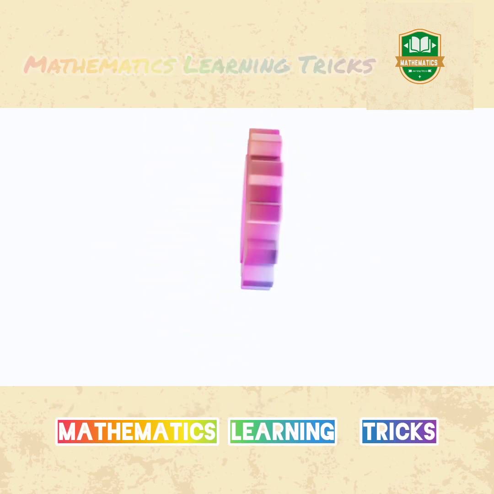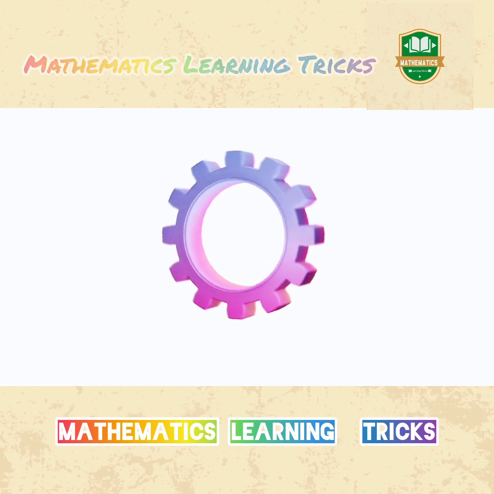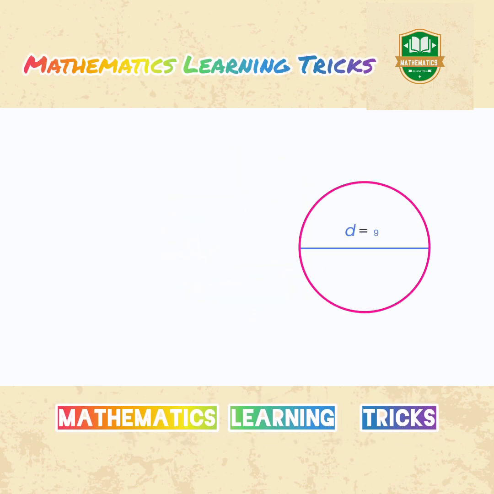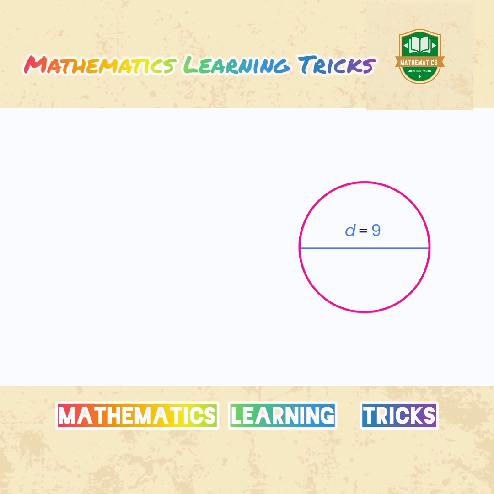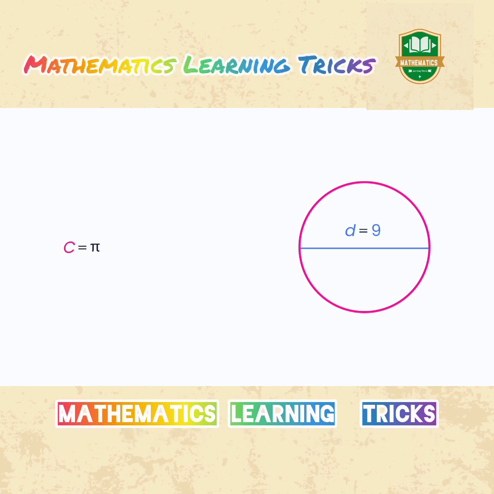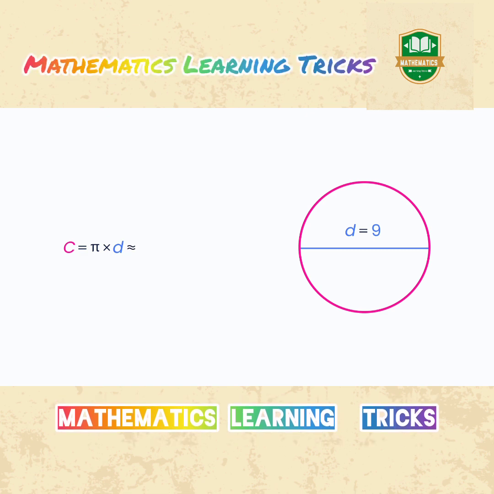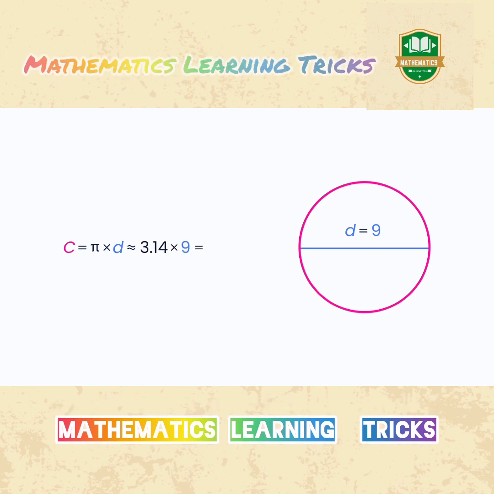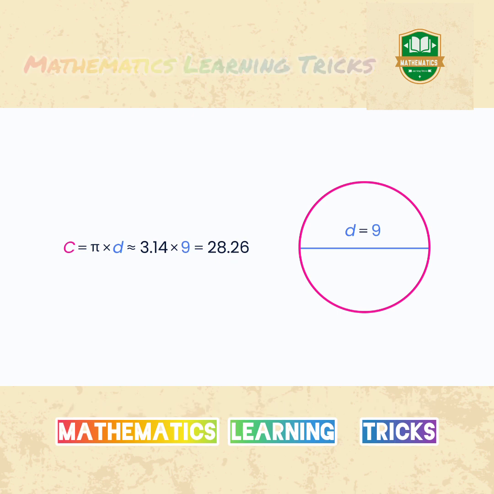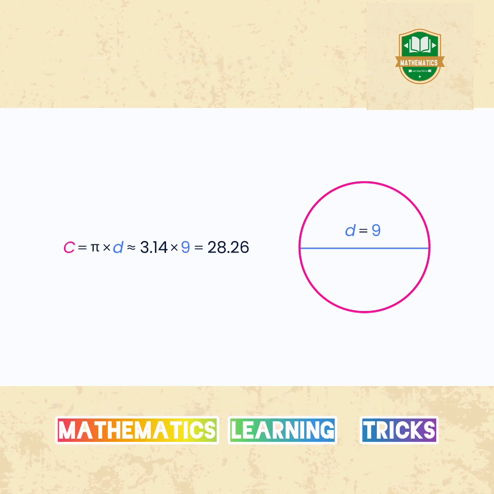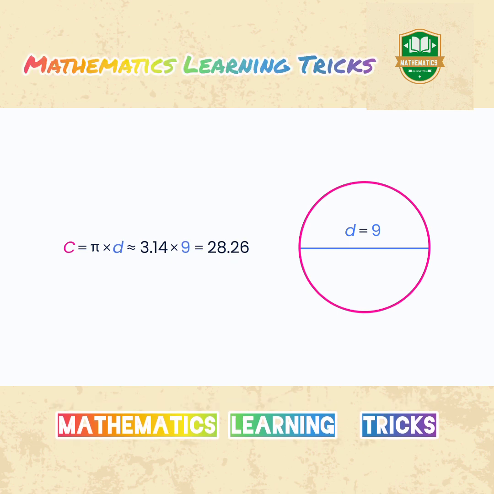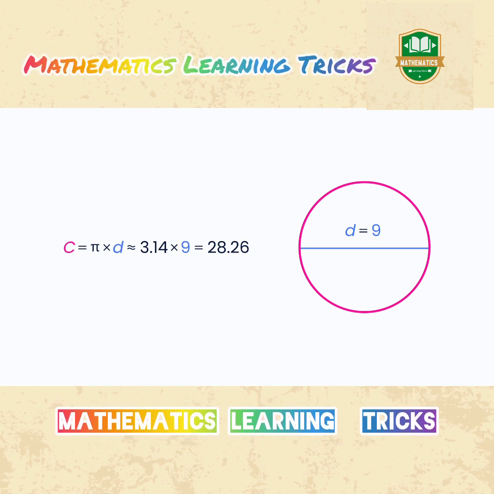Now, let's look at an example of how to calculate the circumference of a circle. In this circle, the diameter is 9. If you insert 9 into the formula C equals pi d and use 3.14 instead of pi, you find that C is about equal to 3.14 times 9, which is 28.26. When using this formula, you only have to replace pi with 3.14, d with the length of the diameter, and then multiply. It's that simple.